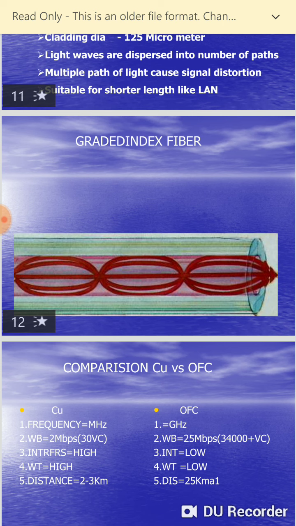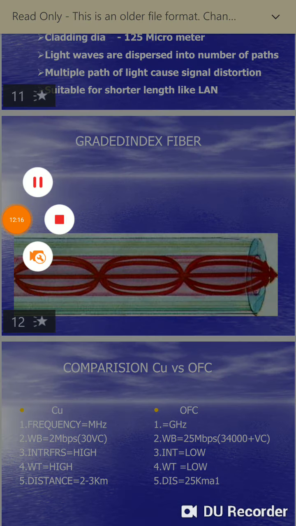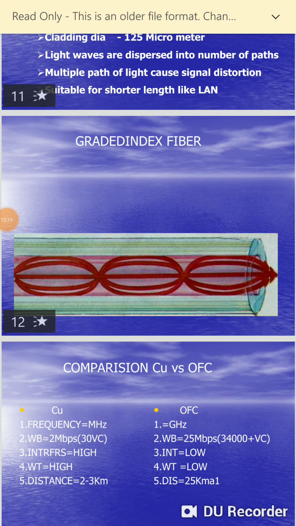Then if we see the comparison between the traditional communication media and optical fiber cable, there are some comparison points. First is frequency. The frequency of the copper cable was around megahertz, whereas the frequency of the optical fiber cables is in terms of gigahertz.